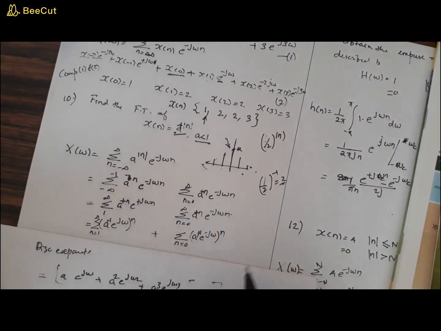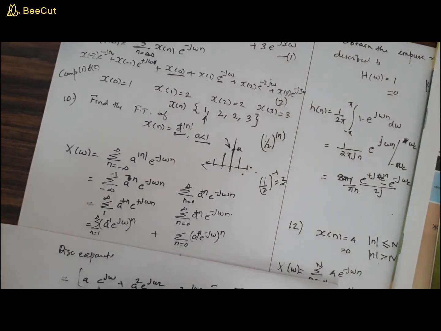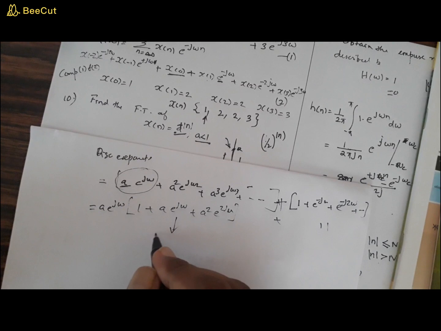Now plus, what about this? The first term will be 1 plus e raised to minus j omega plus e raised to minus j2 omega and so on. This is how it expands. Now we know that the value of a is less than 1. Therefore, if you take a into e raised to j omega outside, this will be 1 plus a into e raised to j omega plus a square into e raised to 2j omega, etc. This will be the same thing. Now this is actually a geometric series, right? A geometric series with a common ratio r equal to a into e raised to j omega.